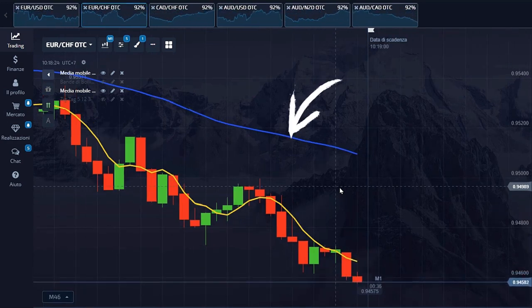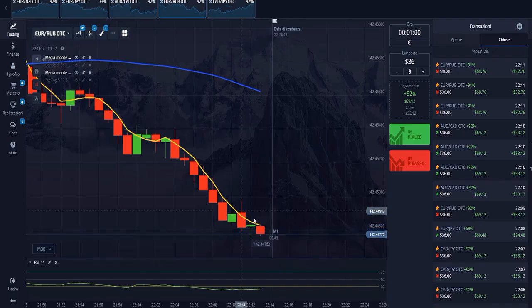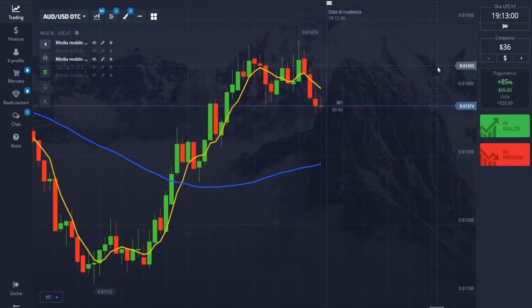50. We trade on the Pocket Option OTC market because it pays 92% and is always open every day. Let's open the Pocket Option chart.